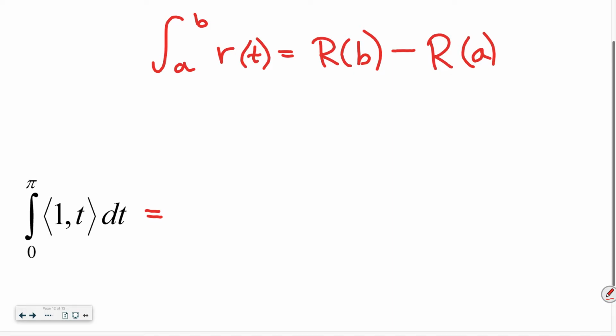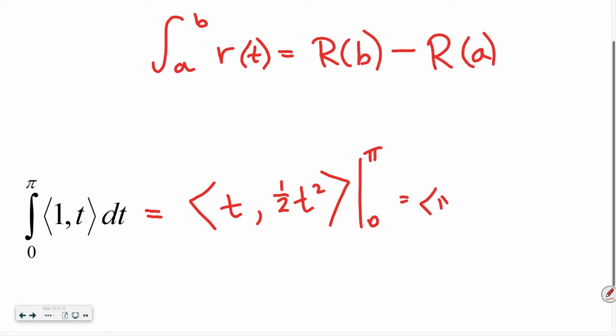Okay, so what would the antiderivative be of our horizontal component? t. And our vertical component? 1/2 t squared. Now, why am I not doing the constants here? Because it's a definite integral. We don't have to. Okay? So what we have is the vector pi, 1/2 pi squared, minus the vector 0, 0.